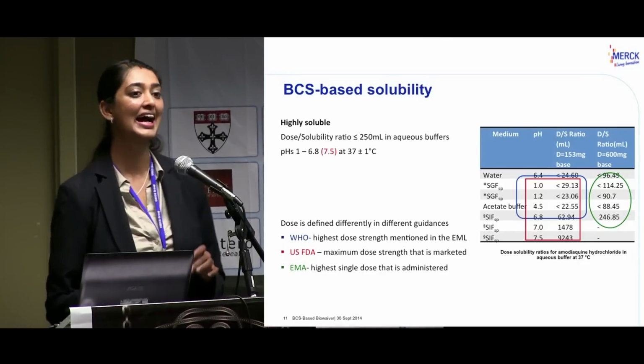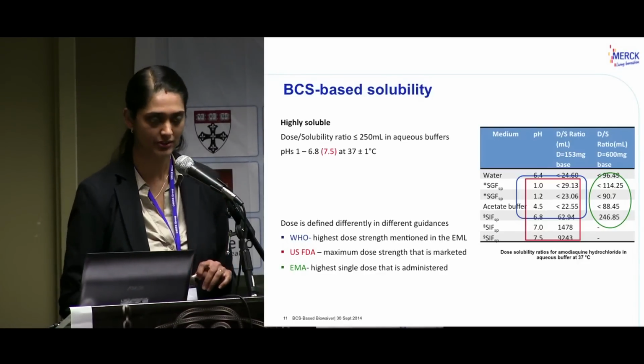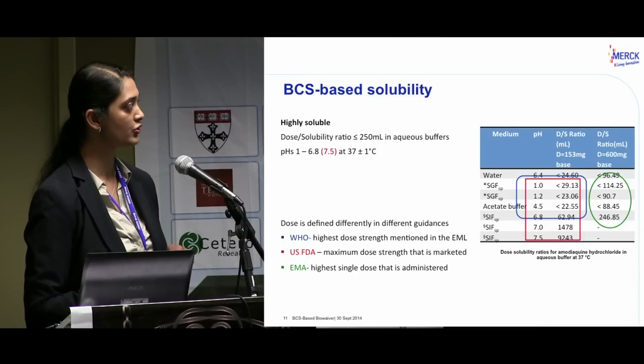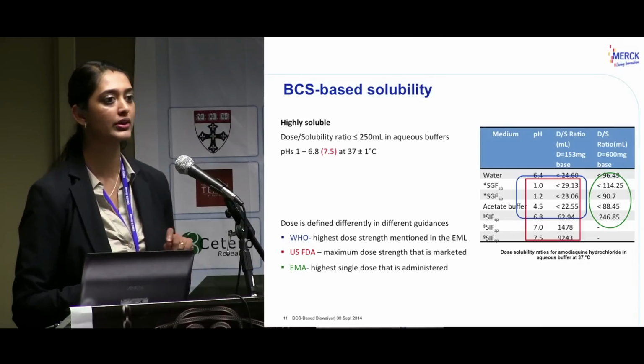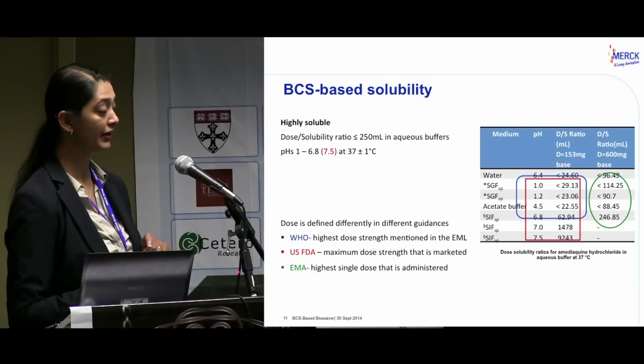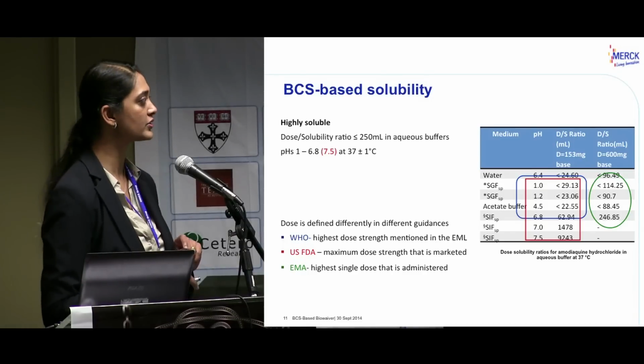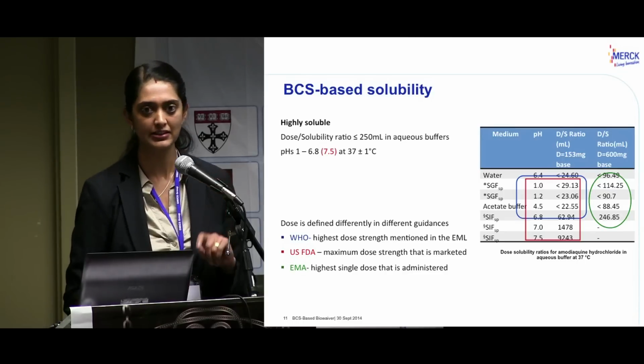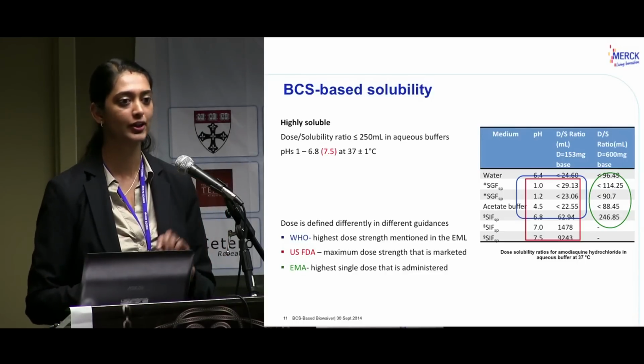So what exactly is a highly soluble drug? As per definition, if the dose to solubility ratio of a drug is less than or equal to 250 milliliters in aqueous buffer tested from the pH range of 1 to 6.8 at 37 degrees centigrade, the drug is said to be highly soluble. Again, due to lack of harmonization, the FDA has a pH range of 1 to 7.5. Now the question comes, how does this affect? Let's take an example of amodiaquine hydrochloride, an anti-malarial drug, which was subjected to the BCS classification.